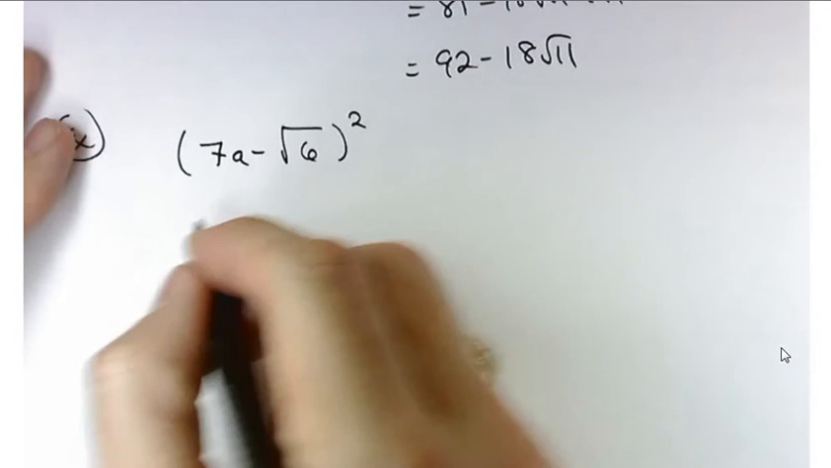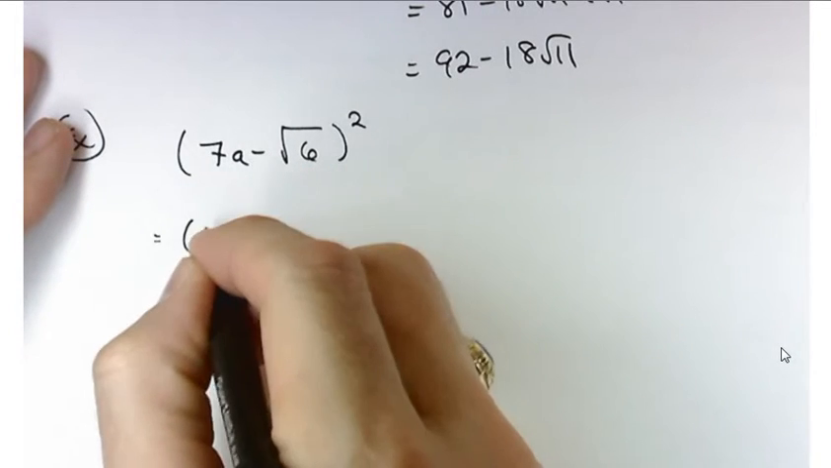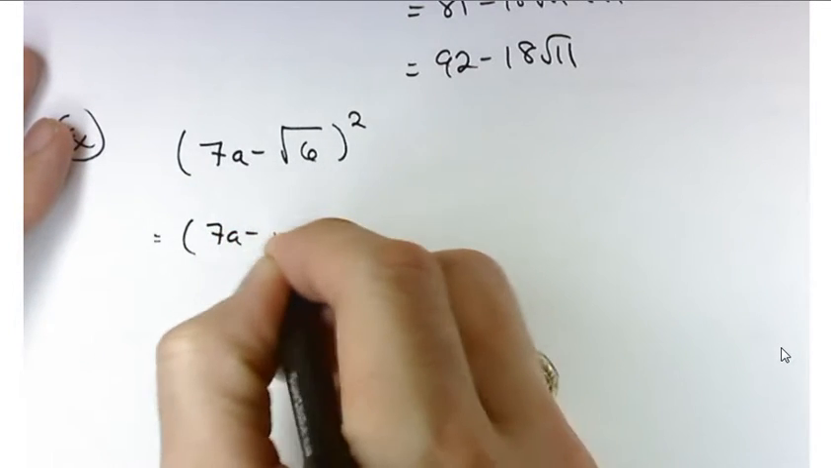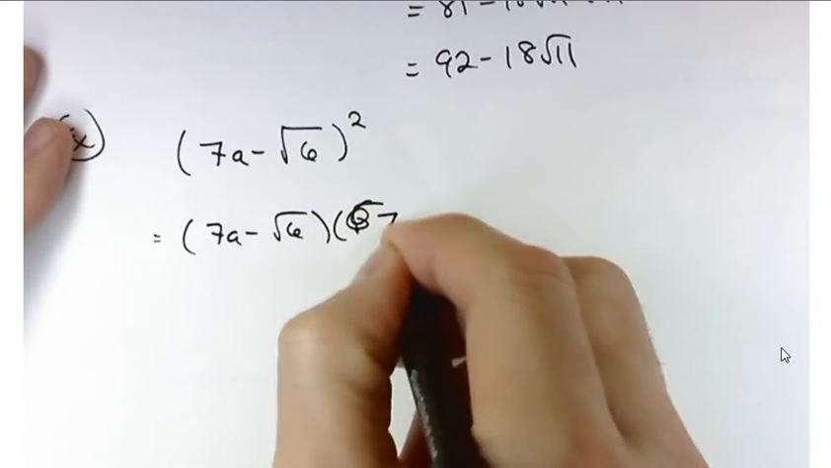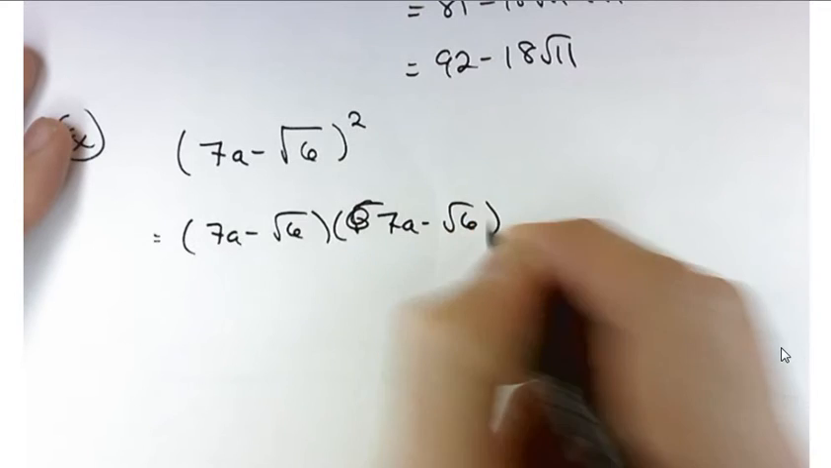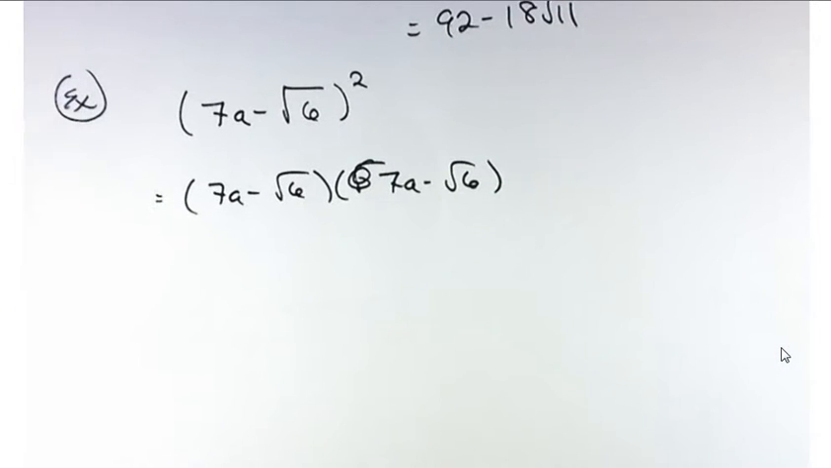Okay, looking good. So, as with the last one, start by repeating the binomial. 7a minus square root of 6. And then FOIL that one.